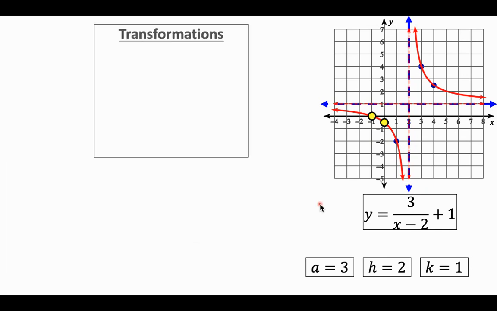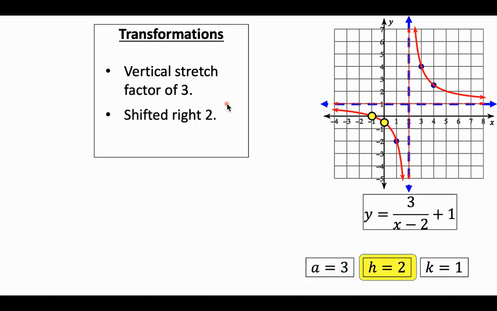All right. And one more thing, transformations. Just make sure you're able to identify any transformations from the parent graph. Remember, A, H, and K will tell you what that is. So since my A is a 3, I have a vertical stretch of 3. Since it's bigger than 1, it's a stretch. My H value is a 2, so it got shifted right 2. And my K value is a 1, so it got shifted up 1. This should say up, just ignore the down. Okay, so let me get that off the screen.